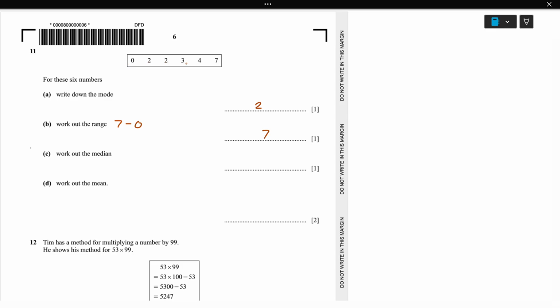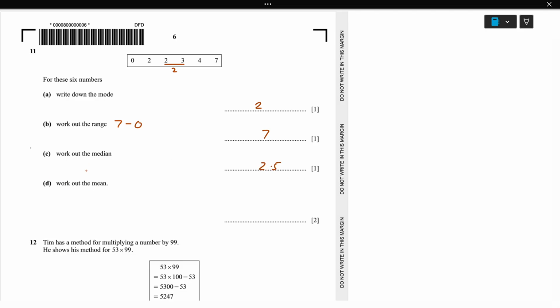So 1 2 3 4 5 6. So it is even, so we have to make a middle one. Add these two middle numbers and divide by 2. So 2 plus 3 is 5, 5 divided by 2 is 2.5.